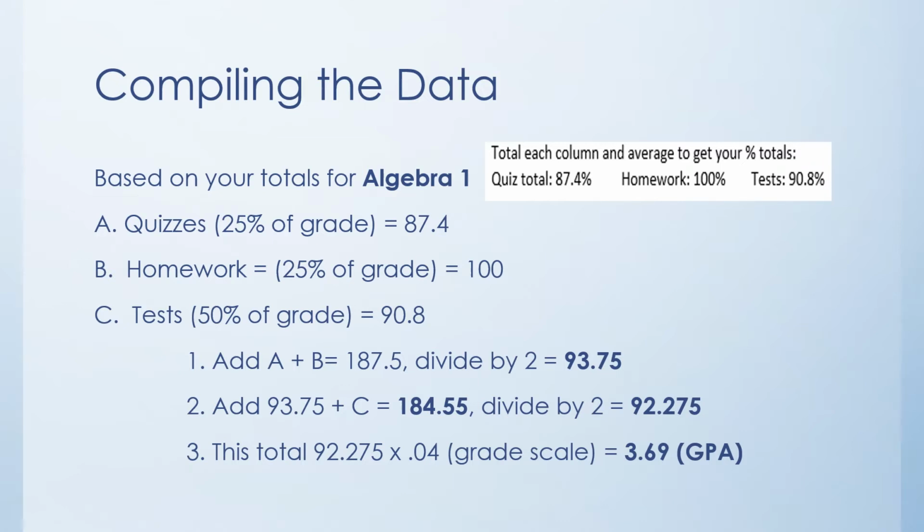So now this makes up 50% of the grade. Now you add the 93.75 plus the tests, so you have 50% plus 50% of the grades. 184.55 is the total, divide by 2. You get 92.275. Then you take that total and multiply it by 0.04, and that is from the grading scale, the 4-point grade scale that I use. And the result there is 3.69 for the grade point average for Algebra 1. I hope that made sense. I think if you work through those totals a couple times, it'll start making sense.